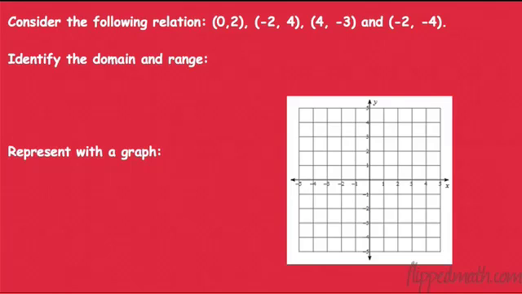So let's try one here. Consider the following relation. So remember, relation is just there's an input and then there's an output. There's an input, then there's an output. There's an input, there's an output, right? X and Y. Identify the domain and range.